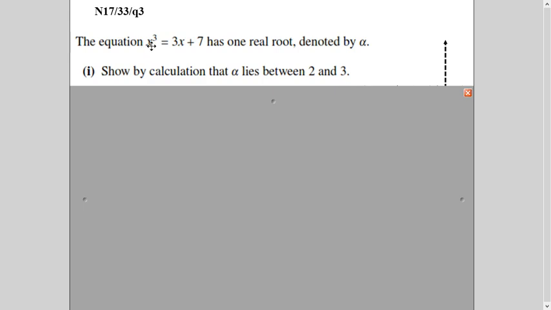The equation x cubed equals 3x plus 7 has one real root. First of all, you need to understand the meaning of one real root. It means if you sketch this curve, it will pass through the x-axis only at one point. That will be the root, right? And that is denoted by alpha. So the root has the name alpha. Now, you have to show through calculation that the root lies between 2 and 3.